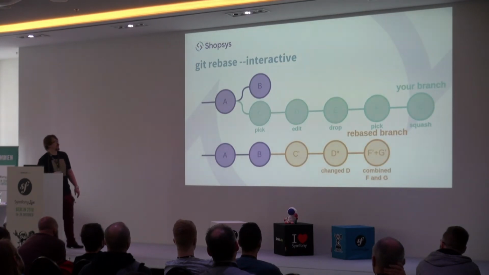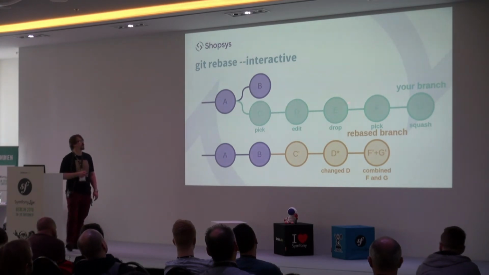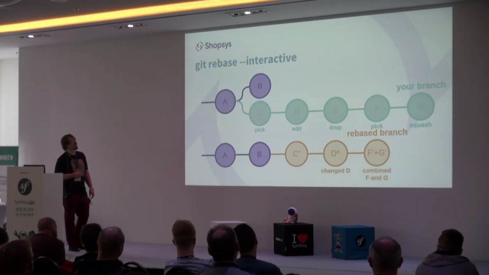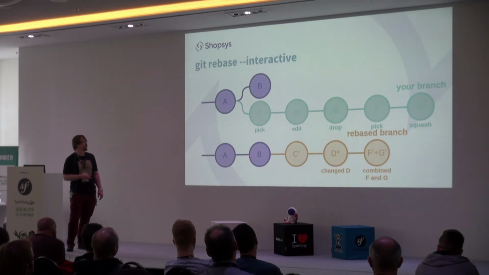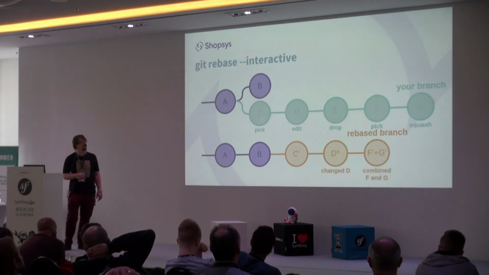So it could look like this. Here you have a pretty long branch, and you want to keep this commit C just as is. You want to change D in some manner. You want to just drop E because E is awful. And then you want to combine F and G together. So the final branch will look like this. It will have the C just with a different parent, the changed D, and the F and G together as one commit.